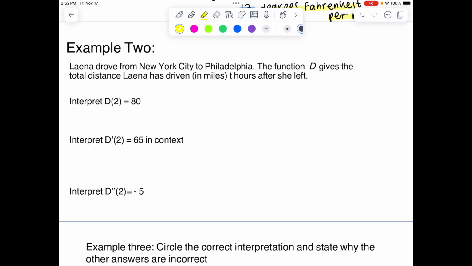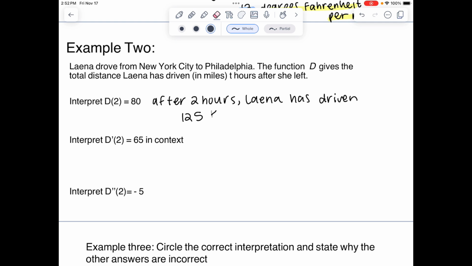So this one says Lena drove from New York City to Philadelphia. The function d gives the total distance Lena has driven in miles 2 hours after she left. So let's start with this first one. This is pretty easy. After 2 hours, Lena has driven 125 miles. Oh, sorry, I'm reading last year's. I edited some things. So after 2 hours, Lena has driven 80 miles. So that's what the regular function is.